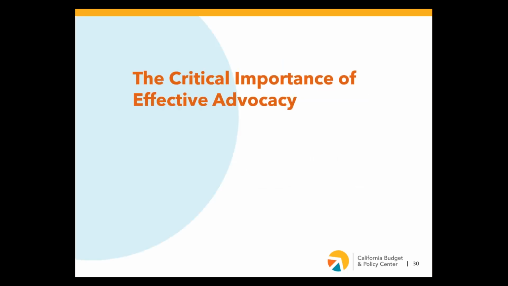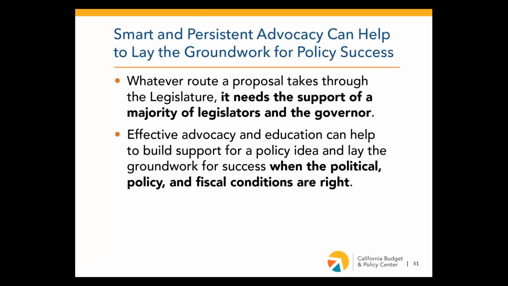One quick point here before I move to Jess is the critical importance of effective advocacy, meaning smart and persistent advocacy. Whatever route your proposal takes through the legislature, whether the policy bill process or the budget process, you're still going to need the support of a majority of lawmakers and also the governor's support. So effective advocacy and education can help build support for your policy idea and lay the groundwork for success when the political, policy, and fiscal conditions are right.